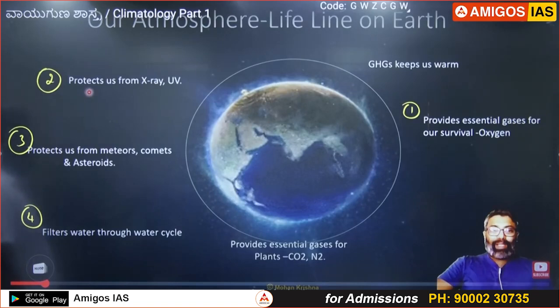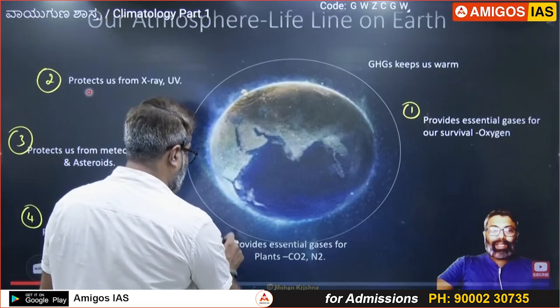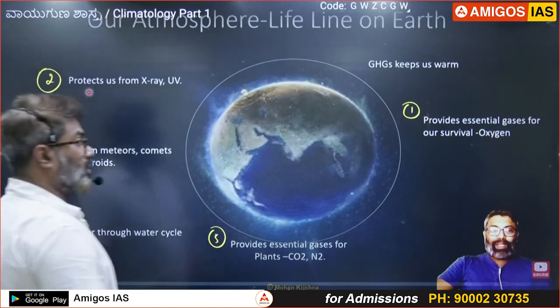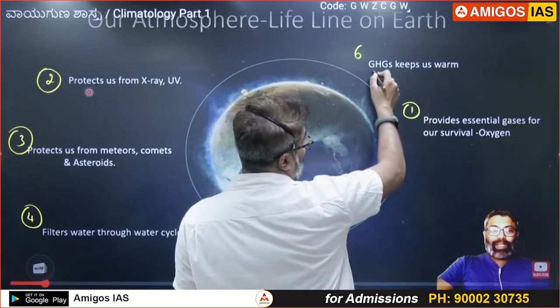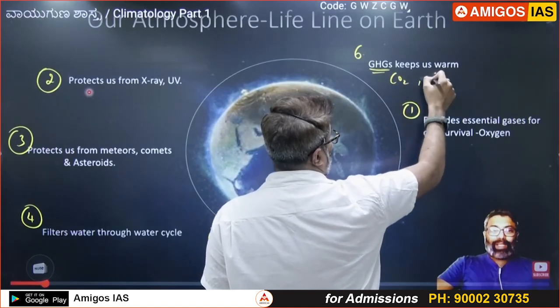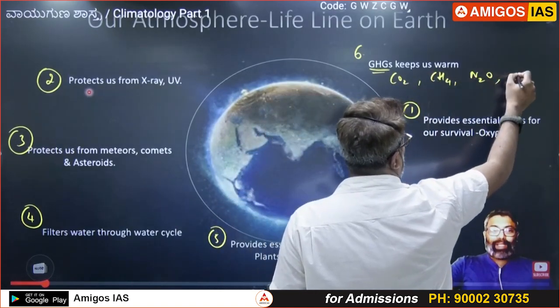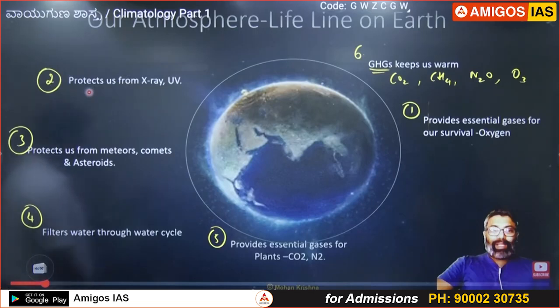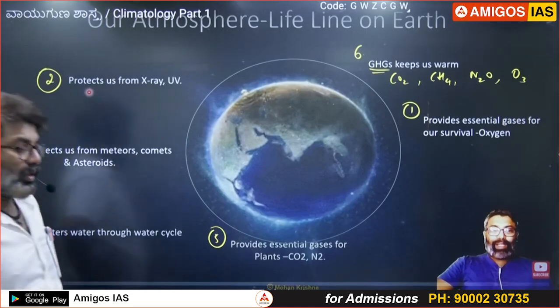Filters water through the water cycle. Fifth one, it provides essential gases for the plants, such as CO2 and nitrogen. Our atmosphere keeps us warm through greenhouse gases such as CO2, methane, nitrous oxide, ozone, etc. For now, you write 4. Our atmosphere keeps us warm through greenhouse gases.